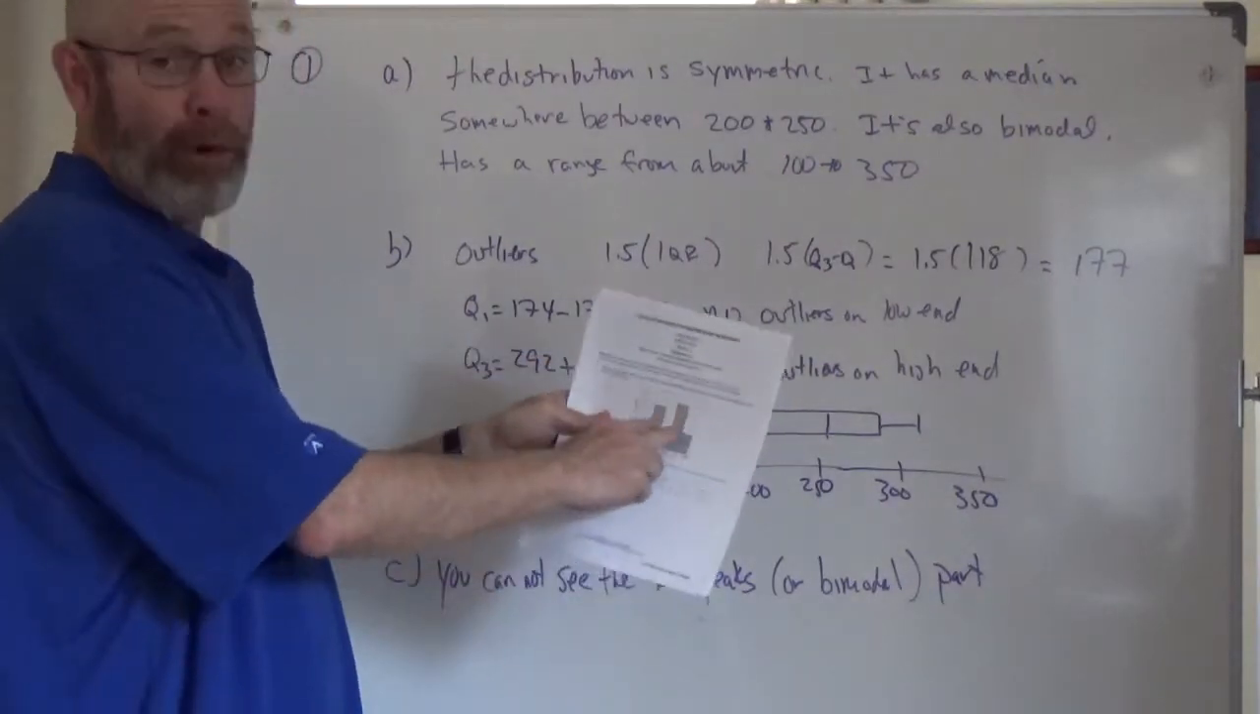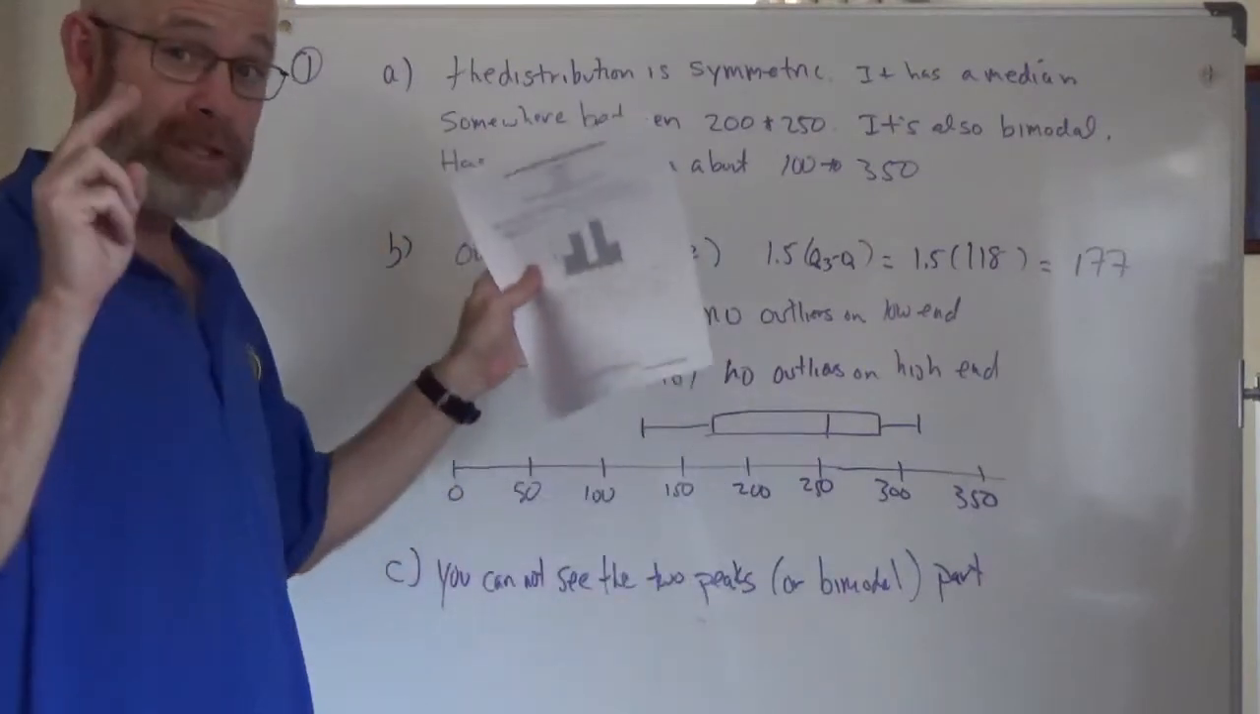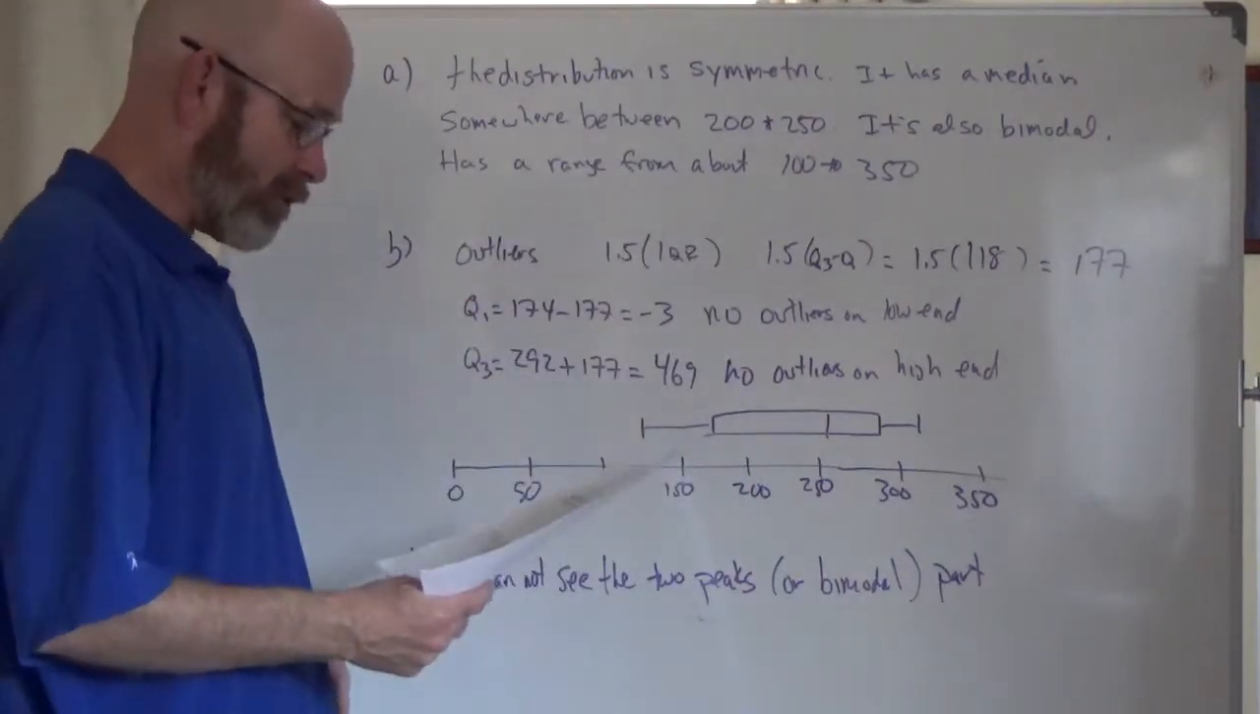And also notice the bimodal piece of it, so you probably want to mention anything else in terms of the shape, bimodal. Question number 2 says, look for outliers.